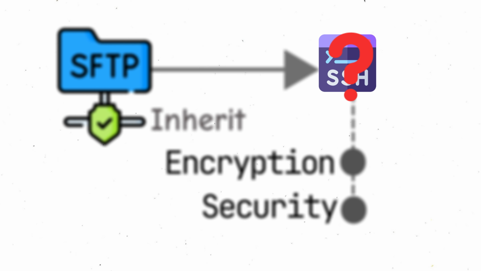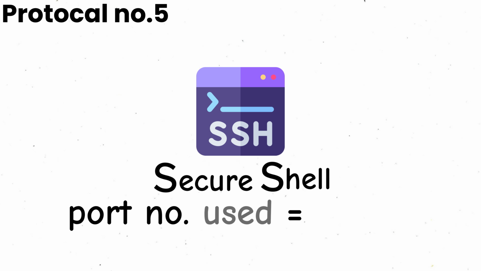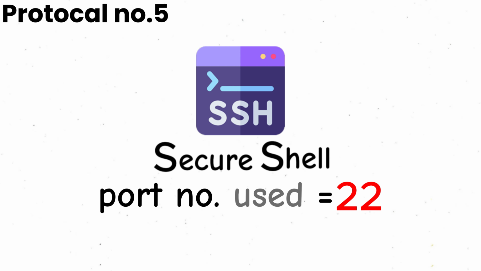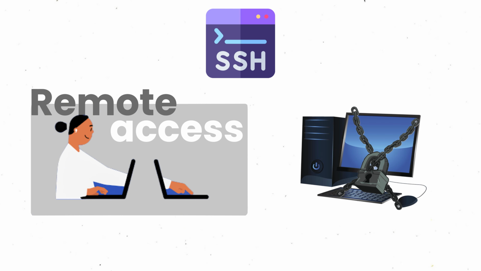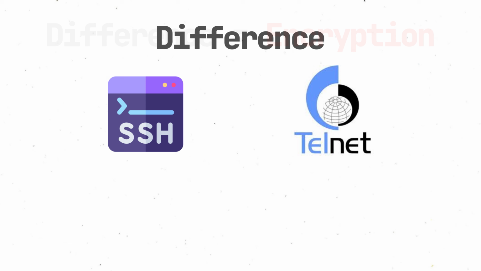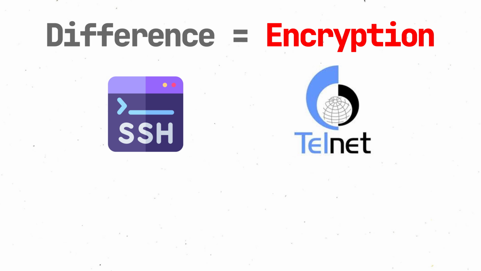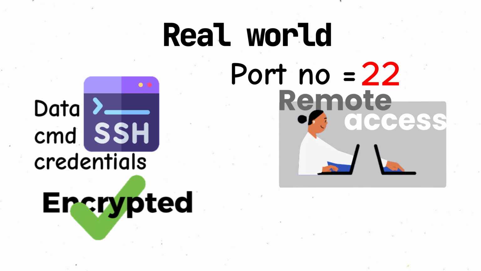Now, what is SSH? SSH stands for Secure Shell, and it runs on port 22. This is one of the most powerful and important protocols in cybersecurity. SSH allows you to remotely access and control another computer securely. It gives you command line access as if you were physically sitting in front of that machine. The key difference between SSH and older remote tools is encryption. Everything inside an SSH session, commands, credentials, data, is encrypted. And in the real world, if you see port 22 open during a scan, you instantly know remote management is possible.